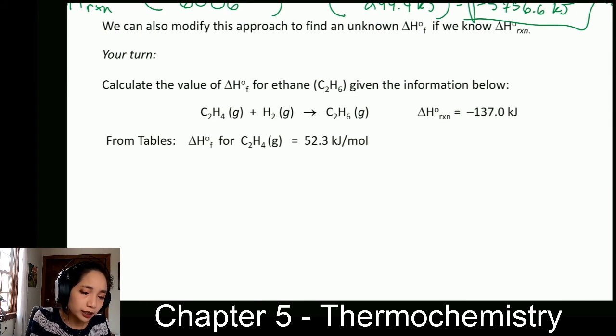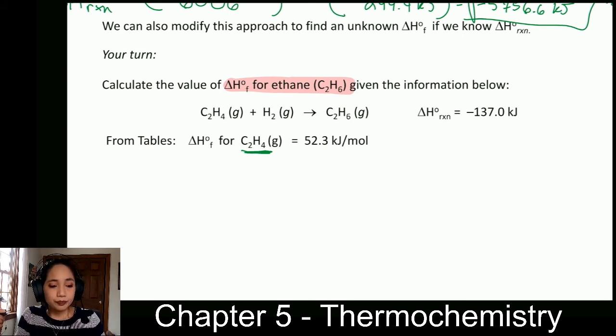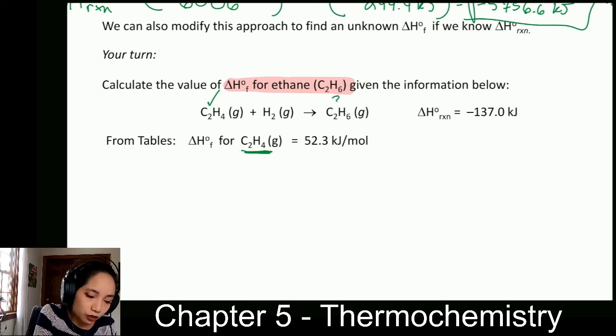So let's calculate the delta H of formation for ethane given this information. I give you the delta H of formation of ethylene, C2H4. So we know this value, and we are trying to figure out the delta H of formation for the product, C2H6. You might be thinking, well, what about the delta H of formation of H2? Well, remember, H2 is already in its standard state, so the delta H of formation value is already 0.